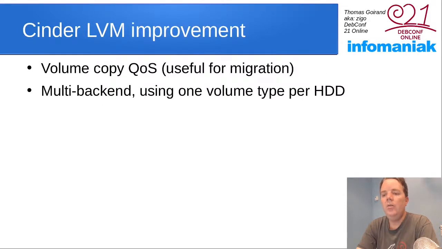We also have improved Cinder LVM. Whenever you need to migrate a volume from Cinder, it may take a lot of bandwidth, so much that it could reduce the availability of the production block storage that Cinder is providing. Luckily, Cinder has an option for quality of service. This means that whenever you are doing a migration, Cinder is going to slow down the speed at which it is going to copy the block storage from one LVM node to another. Another feature that has been added is multi-backend.